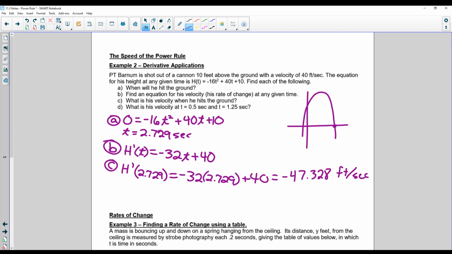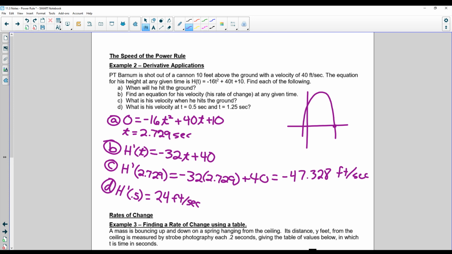All right, let's go to part D. Part D says, what is his velocity at 0.5 seconds? This won't take long. All I have to do is plug 0.5 into the derivative equation because I want his speed. Negative 32 times 0.5, and I'm going to add 40 to that, and I get 24 feet per second. That one's positive because he's still going upward 0.5 seconds after he's shot.